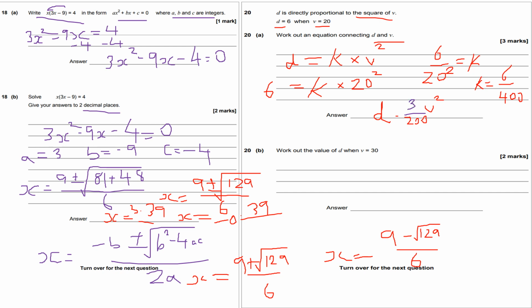Part b. Work out the value of d when v is 30. So substituting in v is equal to 30, that'll be 30 squared, which is 900, so that'll be 3/200 multiplied by 900. Being careful here, enter this in the calculator. I can divide top and bottom by 100, so I'll have 27 halves for the value of d. So 27 halves, or 13.5.